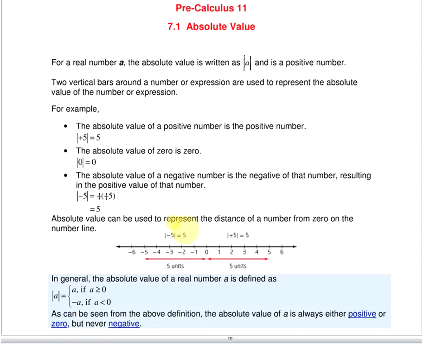Absolute value can be used to represent the distance of a number from 0 on the number line. Let's say that our number a is negative 5. One way you can think about the absolute value of negative 5 is how far that number is from 0. It's 5 units away from 0, so the absolute value of negative 5 is 5. Then let's say that a is equal to positive 5. The distance between 0 and 5 is 5, so the absolute value of positive 5 is equal to 5.